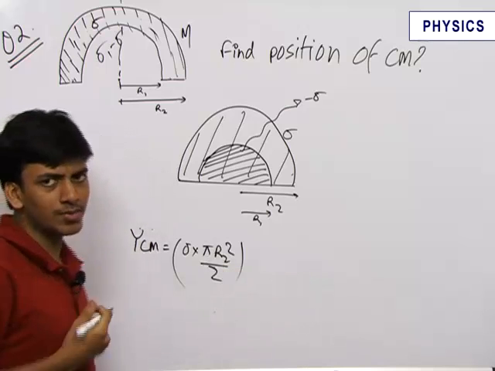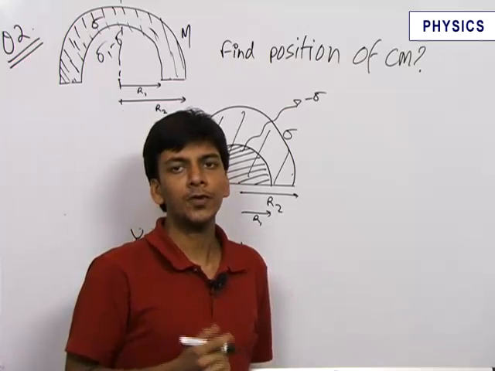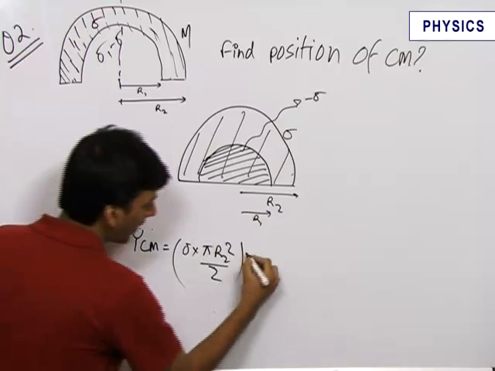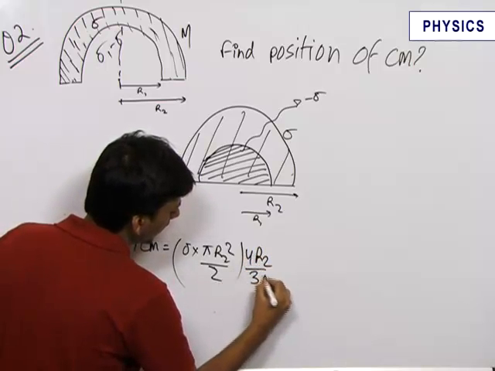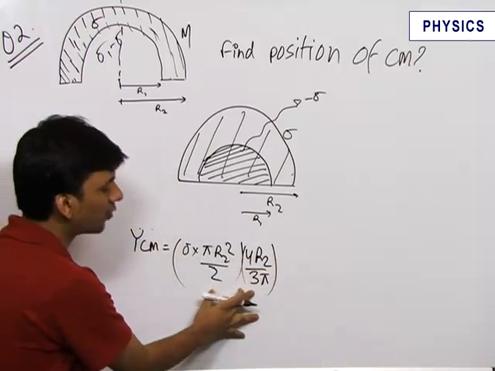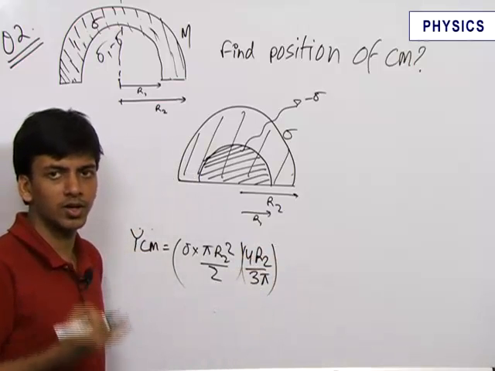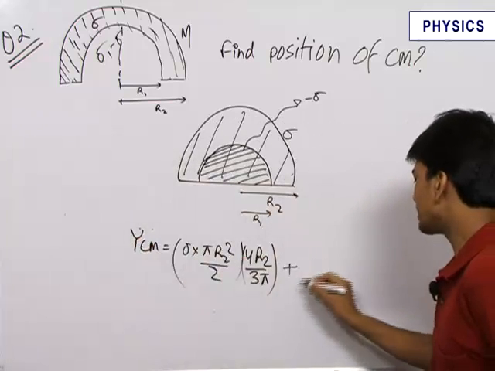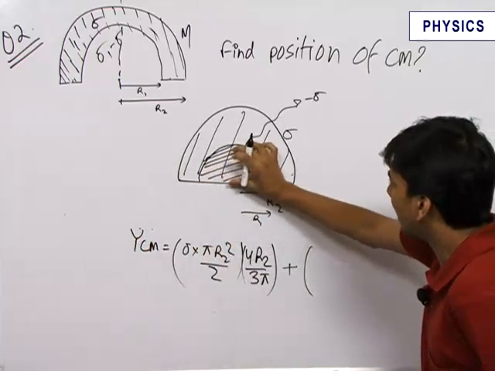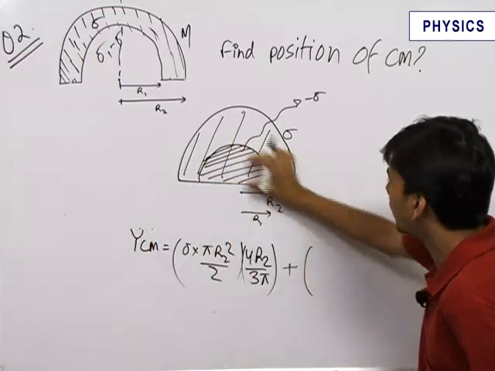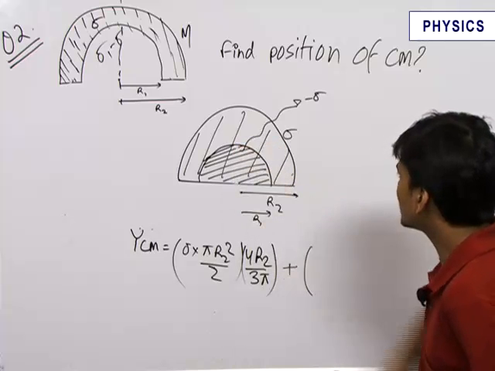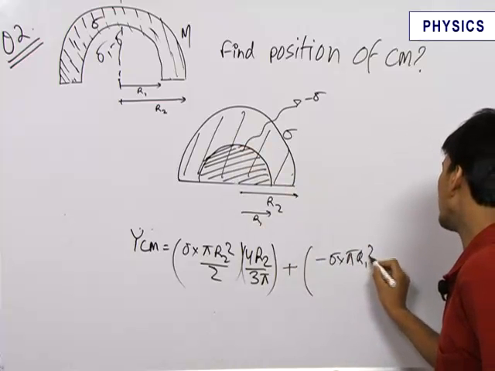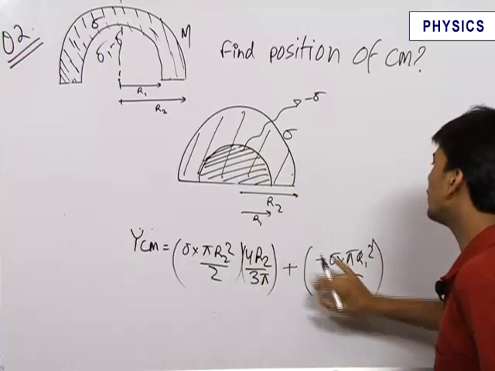We know that for a semicircular plate, the center of mass is located at a distance of 4r upon 3 pi from the center and above from the center. So we multiply this by 4r2 upon 3 pi. These standard results for center of mass you should always remember for semicircular plate, for semicircular ring and wire, and plus this. Now we write the mass and the center of mass m2 y2 term for this plate. For this plate, the mass is minus sigma into pi r1 square by 2.